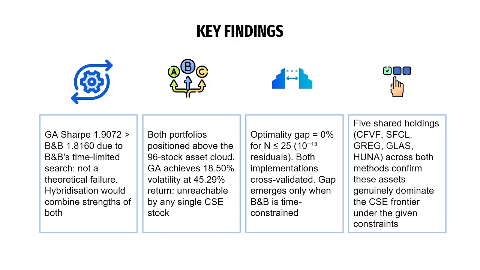Moving into the key findings, there are four key findings. First, GA outperformed Branch and Bound due to Branch and Bound's time limited truncated search, which is not a theoretical failure. Second, both portfolios achieve risk return combinations unreachable by any individual CSE stock, confirming the Markowitz diversification principle on real emerging market data. Third, the 0% scalability gap cross-validates both implementations for small n. Fourth, 5 shared holdings across both methods confirm the assets genuinely dominate the CSE frontier.